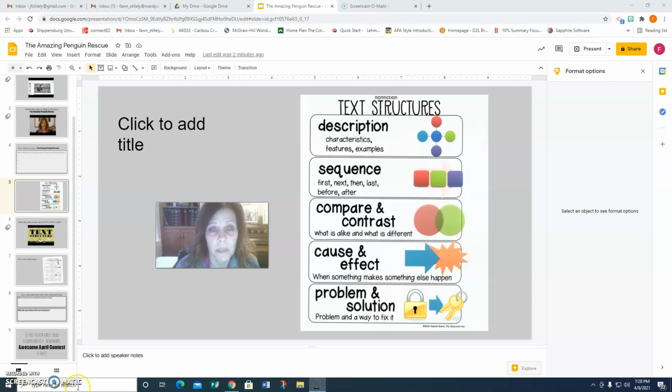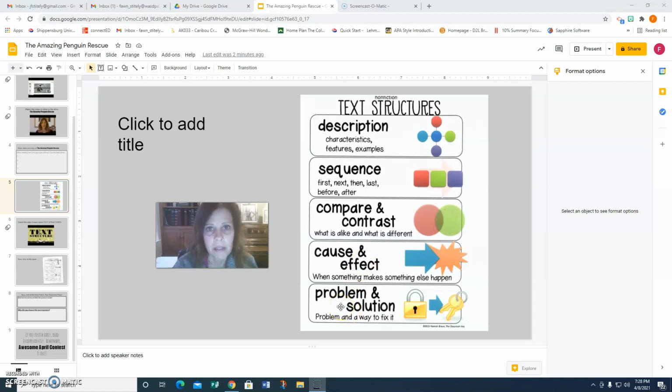Every text that you read, every text, is put together in some type of structure, just like your house or our school building is put together by a specific structure. Every text has a type of structure. And there are five main text structures that you're going to learn about in fourth, fifth, probably sixth, and seventh grade. And they are these: description, sequence, compare and contrast, cause and effect, problem and solution.